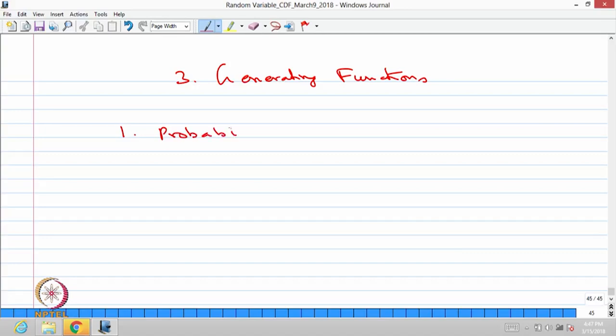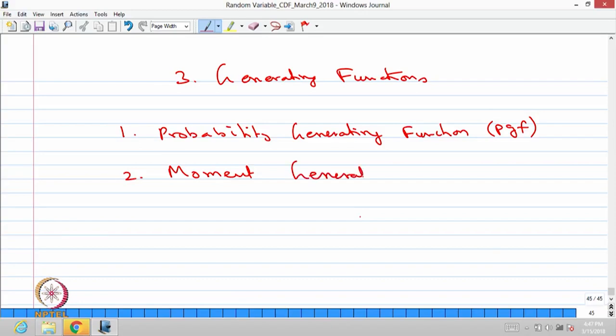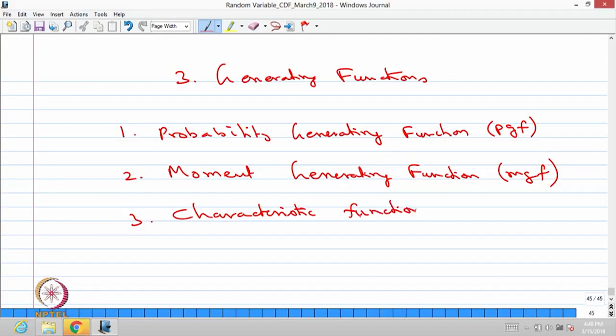probability generating function. In short, it is PGF. The second, we are going to discuss moment generating function, that is MGF. The third, we are going to discuss characteristic function. This is also a generating function. So, let us start with the first one, probability generating function.